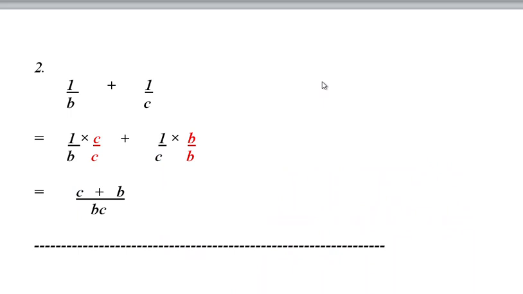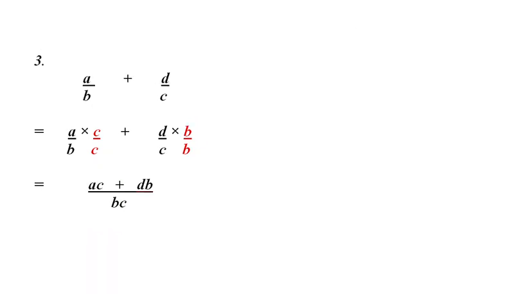Now we can apply this to algebraic fractions. We make the denominator BC, so we multiply by C over C, and we multiply this one by B over B, and of course we get C plus B over BC. Slightly more complicated, we just look at the denominators B and C, we multiply this fraction by C over C, which again is just 1. We multiply this fraction by B over B, which again is just 1. And so the denominator is BC, CB is the same as BC, and the numerators are AC plus EB.